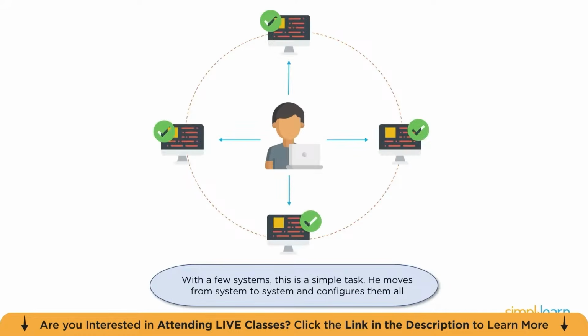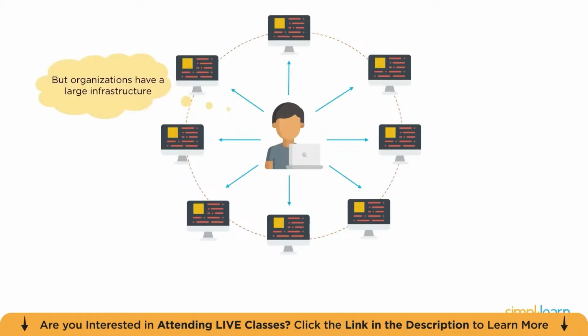Now, when you consider a handful of systems, this seems like a pretty simple task. Sam can simply go from system to system and perform the configurations required. But that is not the case with an organization, is it? An organization has a very large infrastructure. It could have hundreds and thousands of systems. So here is where Sam's work gets really difficult.